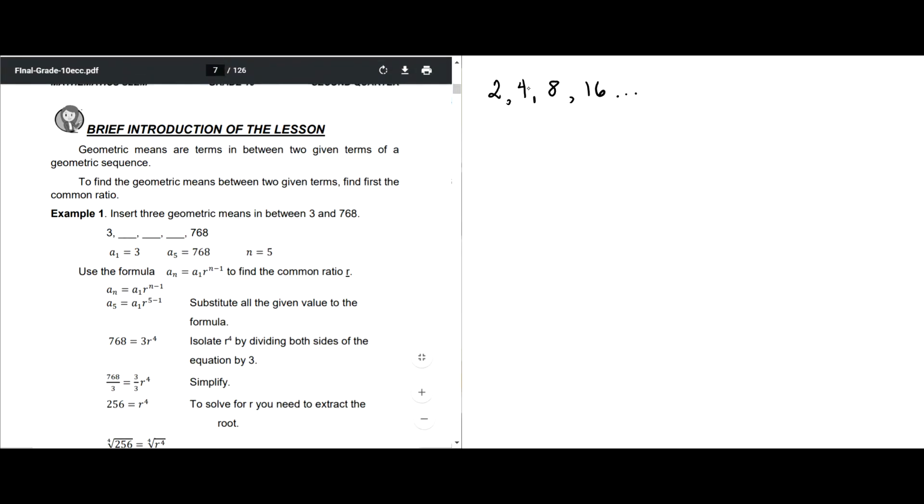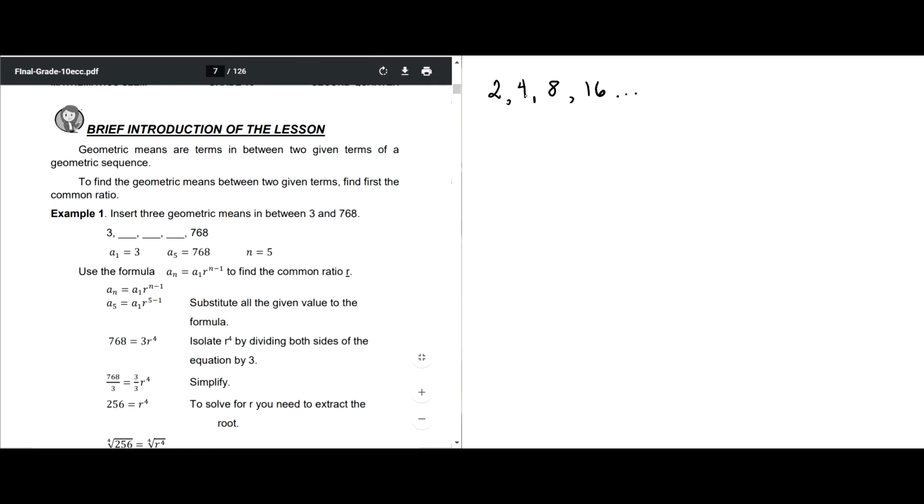So how do we get the next term? For each geometric sequence, we simply multiply the common ratio to the preceding term. For example, our common ratio here is 2 because 4 divided by 2 is 2. So we just multiply 2 to the preceding term. 2 times 2 is 4. 4 times 2 is 8. 8 times 2 is 16, and so on and so forth. So this is an example of a geometric sequence.